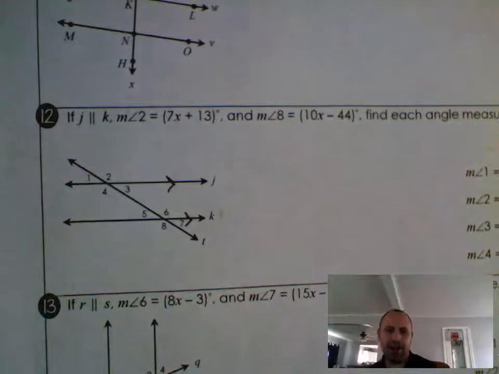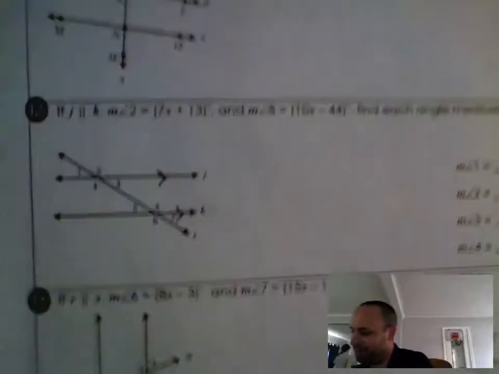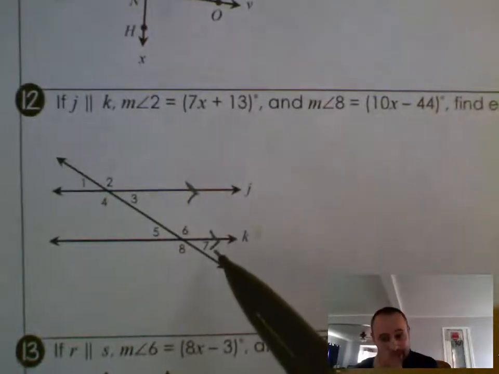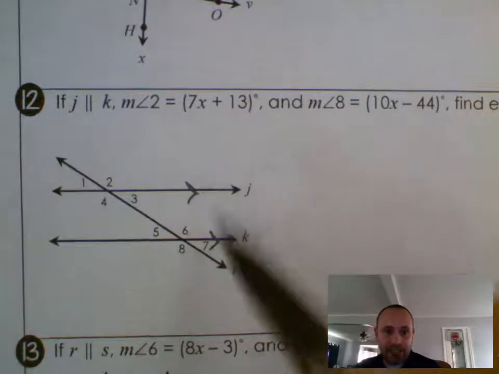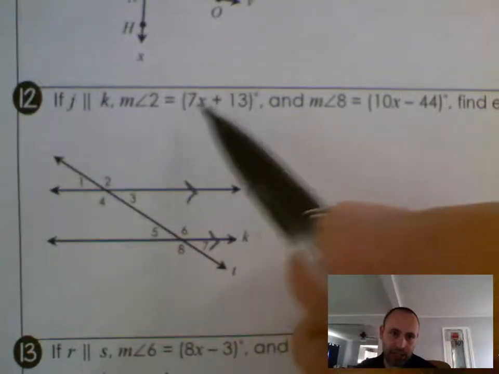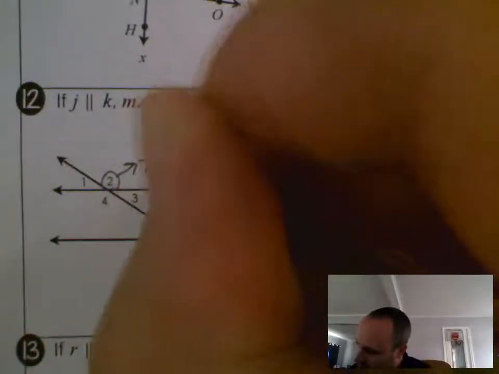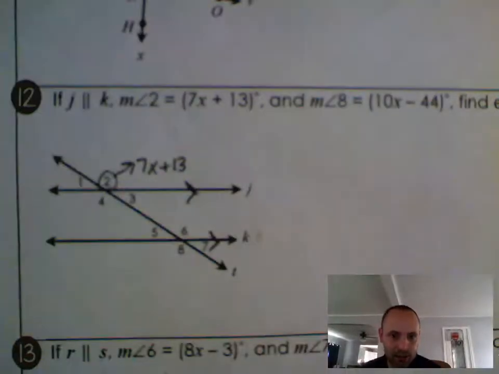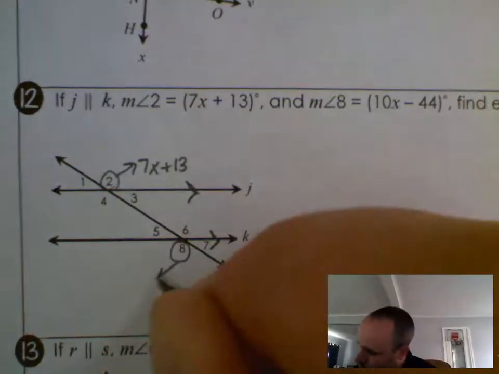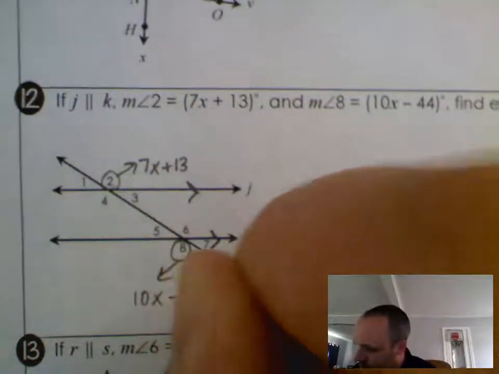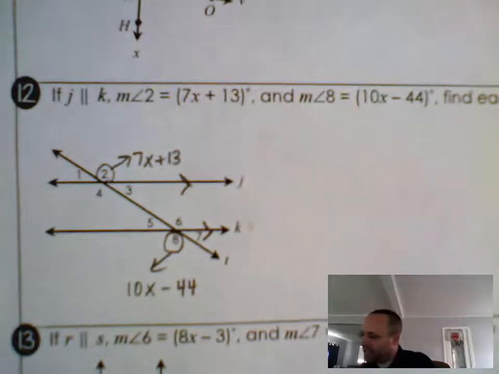All right. So if these are parallel, line J and line K are parallel, and the measure of angle 2 equals 7x plus 13. So this one here is equal to 7x plus 13. And the measure of angle 8, which is this one, is 10x minus 44. Okay, then find each angle measure.